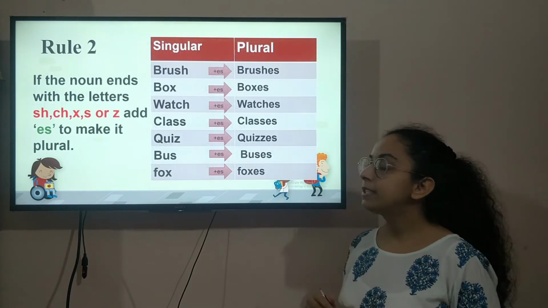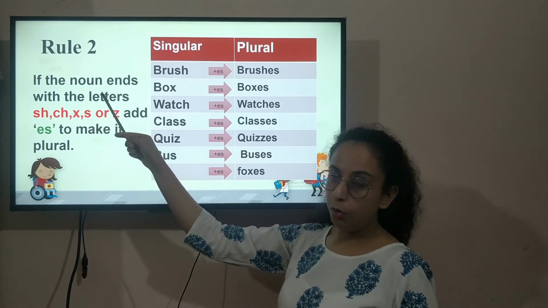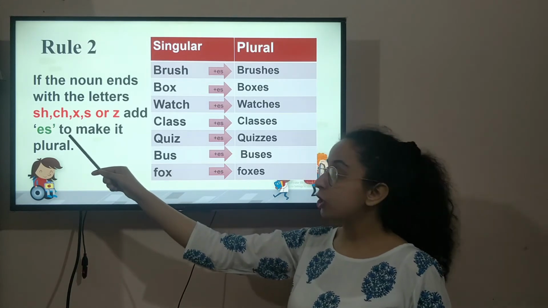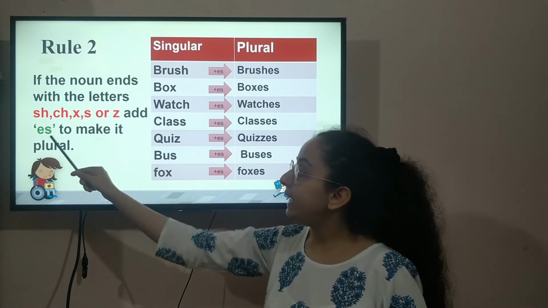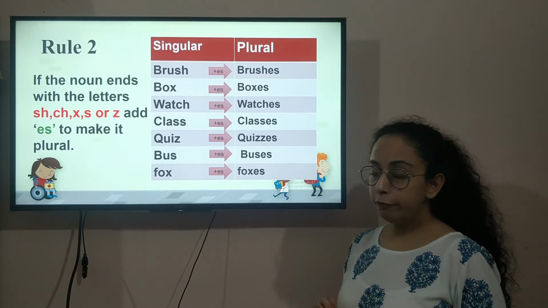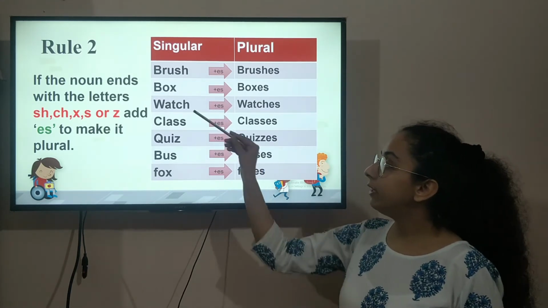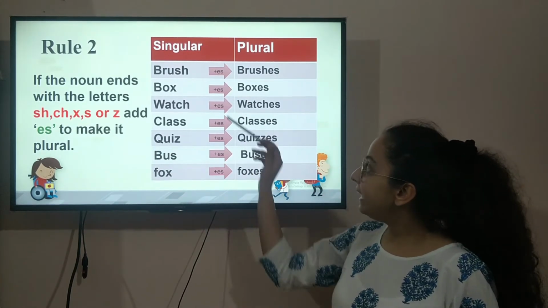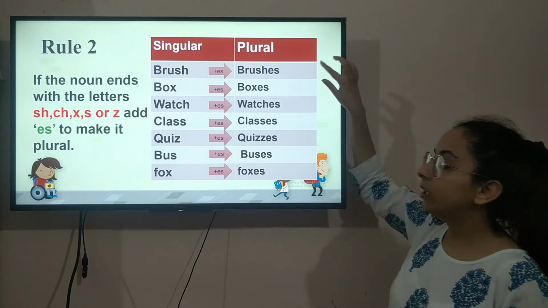Okay, now let's look at rule number 2. What is rule number 2? If the noun ends with the letters sh, ch, x, s or z, add es to make it plural. Okay, so if the singular nouns end with all these letters, we will add es at the end of these words to change them into plural nouns.